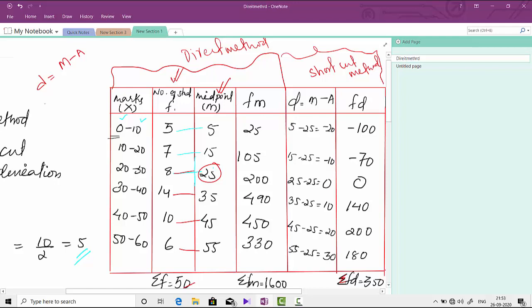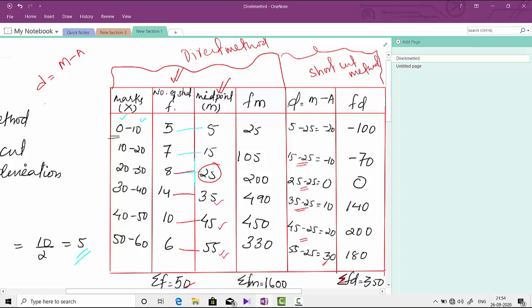First, here 5. This is m. 5 minus the assumed mean 25 is equal to minus 20. 15 minus 25 is minus 10. 25 minus 25 is 0. This is 35. 35 minus assumed mean is 10. 45 minus 25 is 20. And this is 55. 55 minus 25 is 30. So this is how we calculate the value of D.